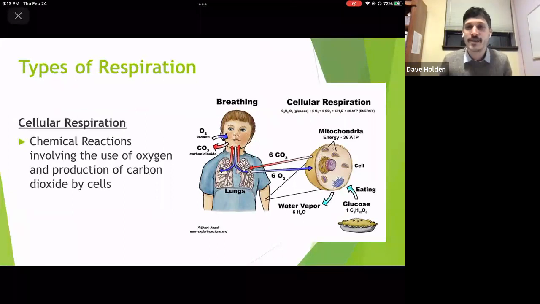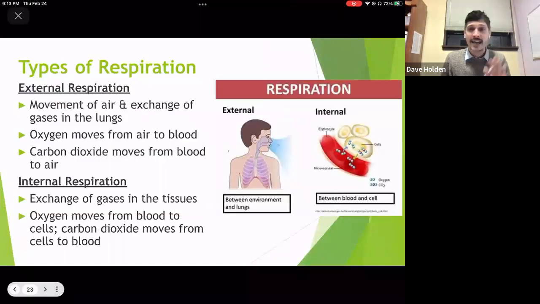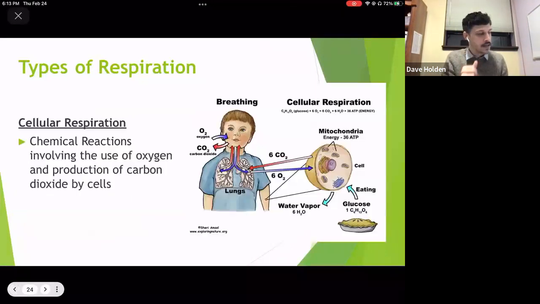All right, cellular respiration, the third kind of respiration. One more time. External respiration happens in the lungs. That's normal breathing, exchanging gases with the outside world. Internal respiration happens between the blood and the cells. That's what's going on in the capillaries, letting oxygen out into the tissues. Cellular respiration happens in the cell. That is how ATP is produced. Particularly, it happens in the mitochondria.